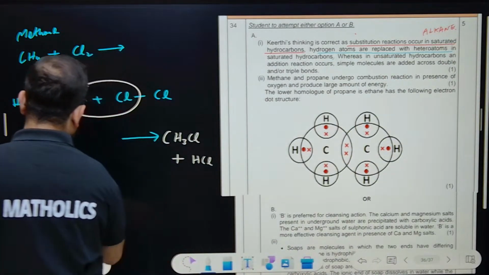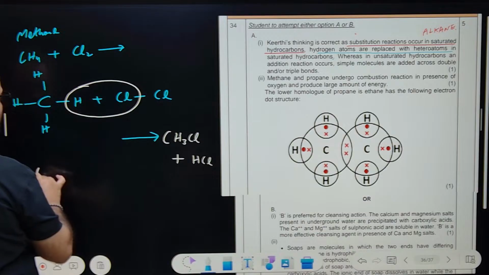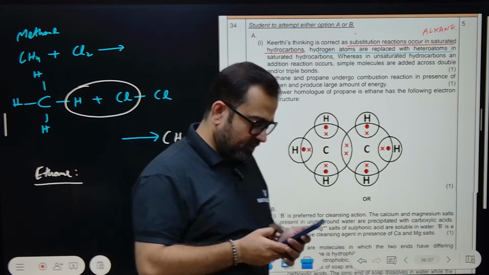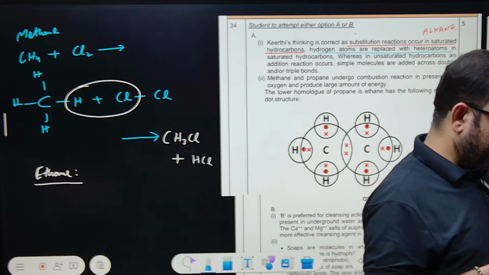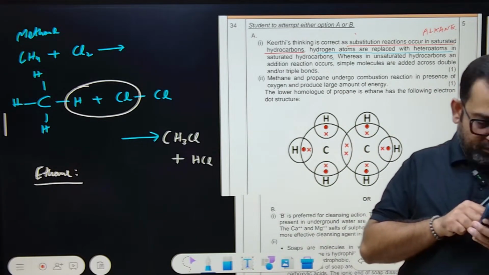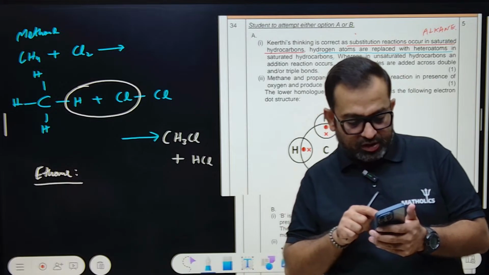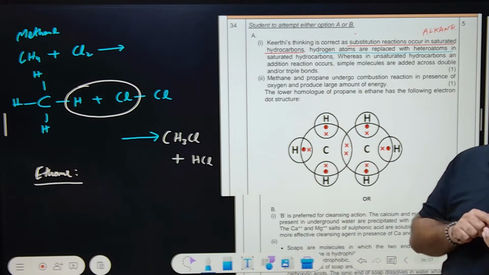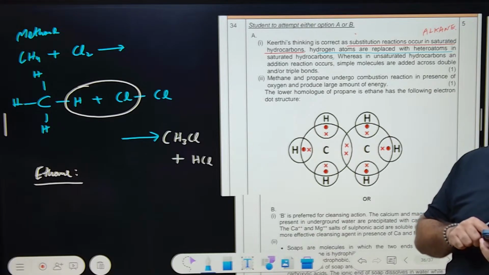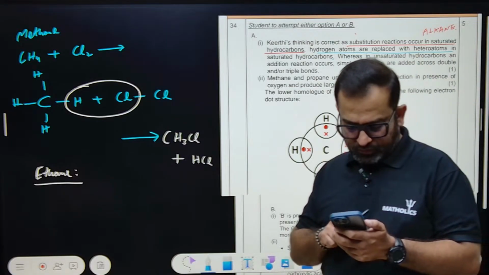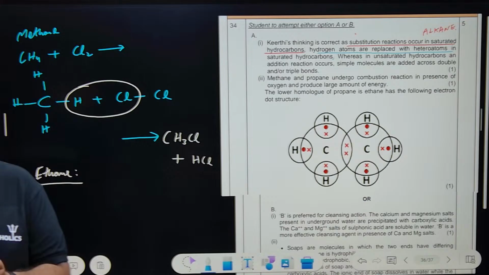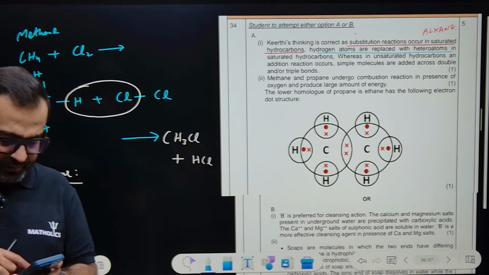This is methane, what is the formula for ethane? Can you tell me? What is the formula for ethane? Come on. Do not spam, you'll be kicked out of the class. Last warning. What is the formula for ethane? Tell me. Ethane, yes, ETHANE.